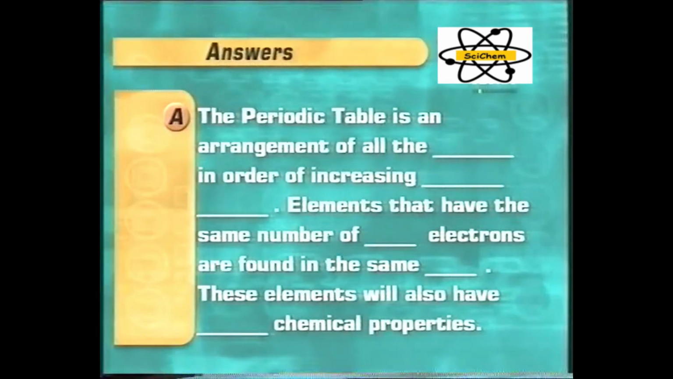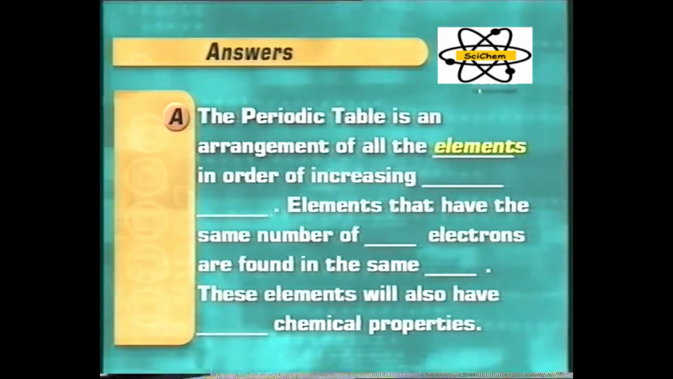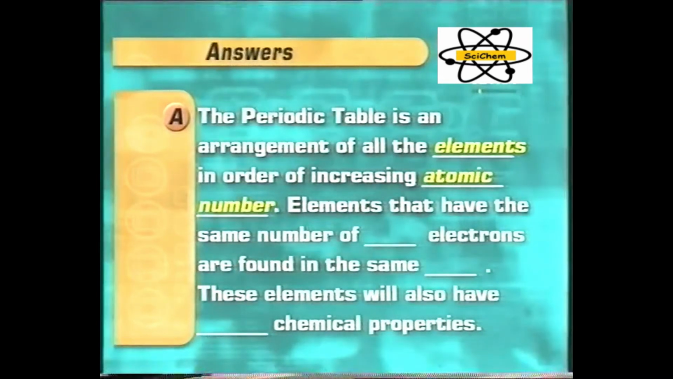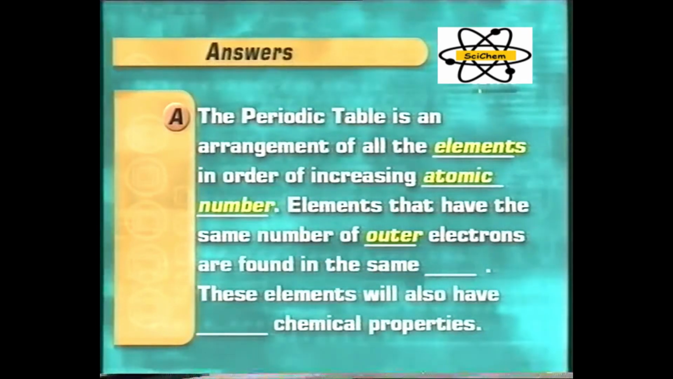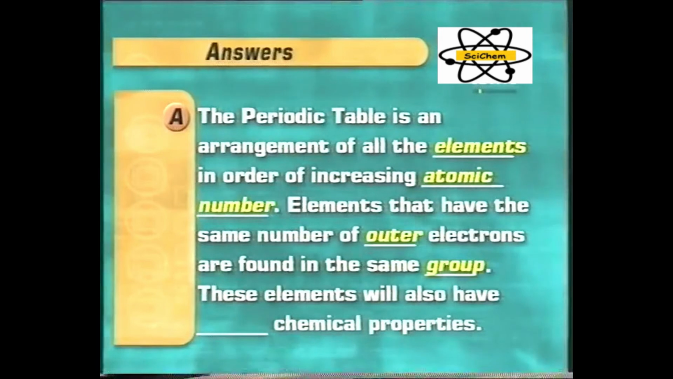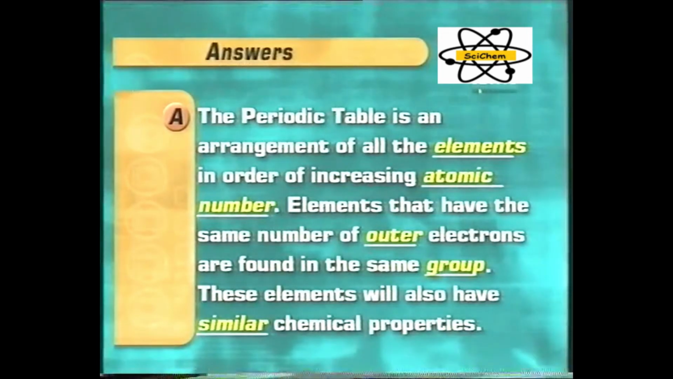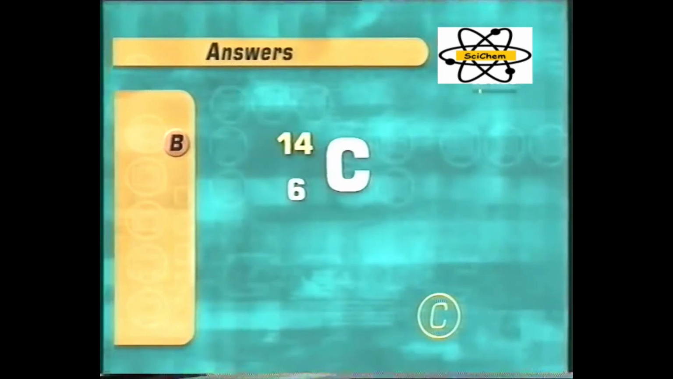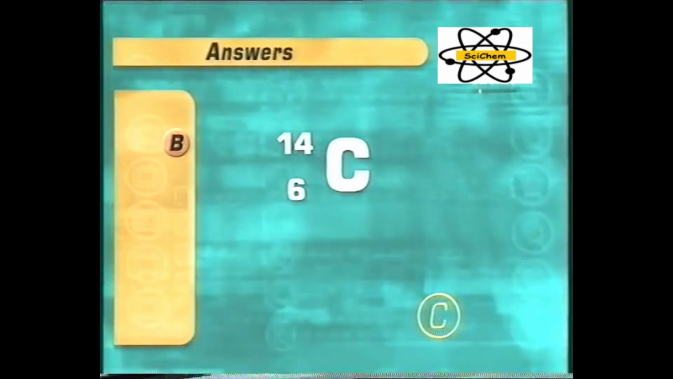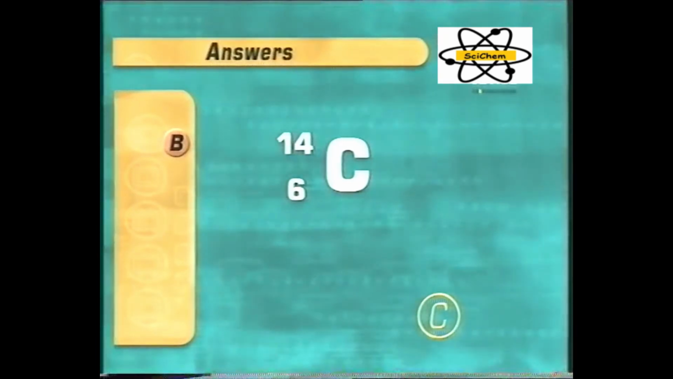The periodic table is an arrangement of all the elements in order of increasing atomic number. Elements that have the same number of outer electrons are found in the same group. These elements will also have similar chemical properties. And faced with this, we can tell the element is carbon and its symbol is C. Its atomic number is 6 and its mass number is 14. It has 6 protons, 6 electrons and 8 neutrons. If you didn't get all this information, have another look at this section to revise the parts you're not sure about.